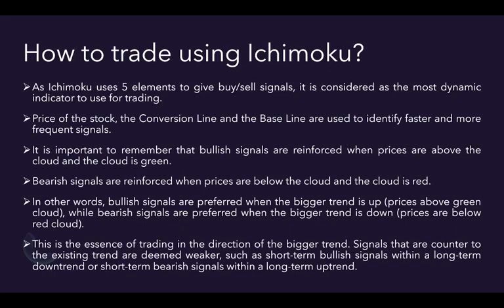Now, all said and done, let's understand how to trade using Ichimoku, right? As Ichimoku uses 5 elements to give buy and sell signals, it is considered the most dynamic indicator. You don't have to apply multiple indicators. You just have to rely on and analyze one indicator which comprises technically 5 other indicators. So the price of a stock, the conversion line and the baseline are used to identify faster and more frequent signals.